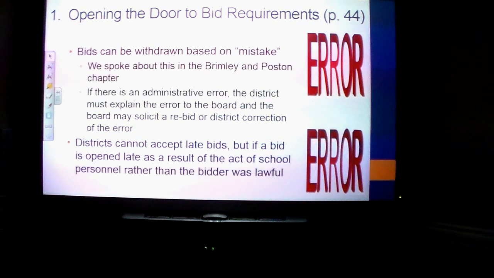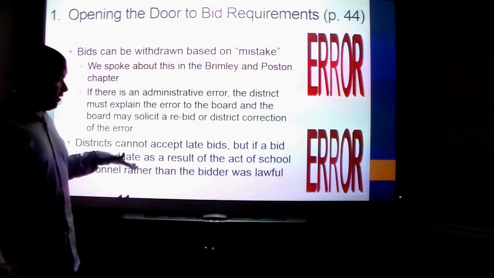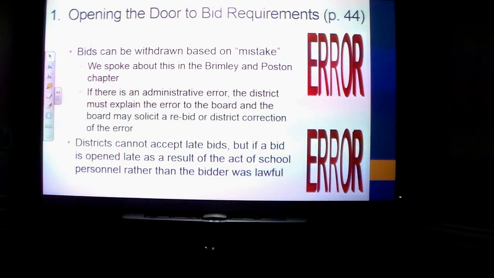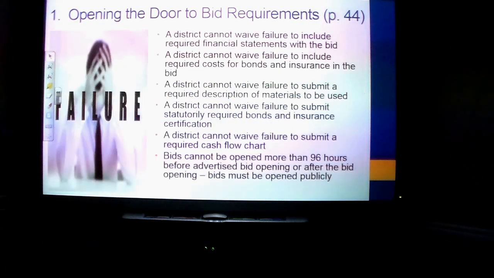So when we did the Brimley and Poston chapters, we spoke about mistakes happening. Bids can be withdrawn because of mistake. If there's an administrative error, the district must explain the error to the board, and the board can solicit a rebid or district correction of the error. The district has the right to accept late bids, but if the bid is opened late, then there can be a problem. It depends if it's an error and certain school personnel did it, but the district is not supposed to accept late bids.